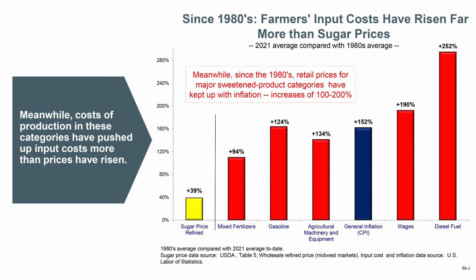Overall, this is returning to inflation since 1980. Refined sugar price is up 40%. But when you compare that to the input costs that you guys are facing, whether it's fertilizers, gasoline, fuel, machinery, wages, those have been increasing at a much higher rate. So that margin that you're getting on each pound of sugar is getting squeezed. So it's another story that we'd like to point out to some of the folks on the Hill, as well as some of our critics in the sugar using companies.